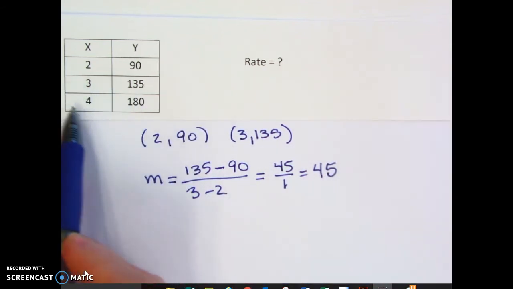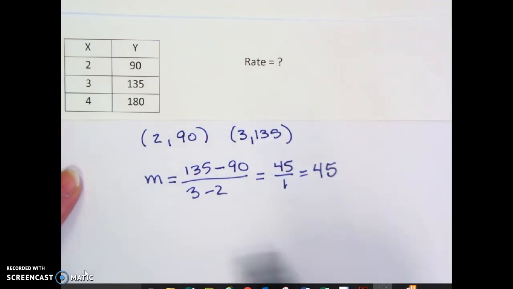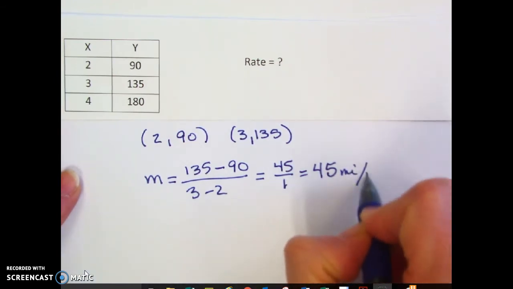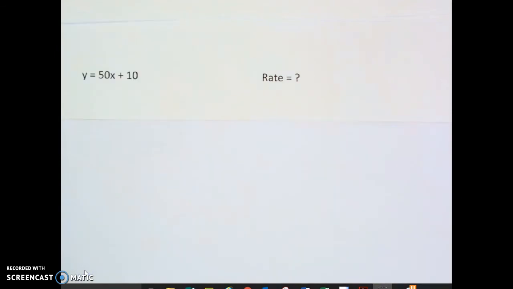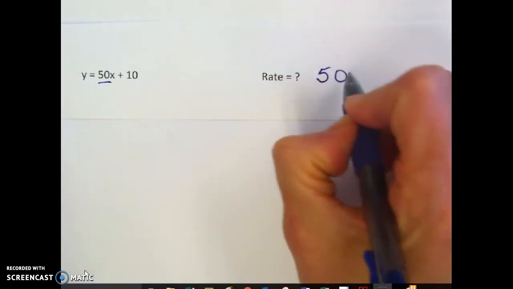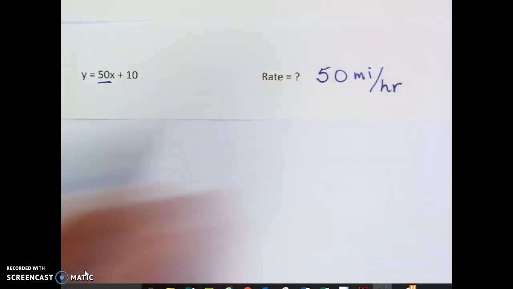We don't have units for these. There's no labels, but we're going to assume, since we're comparing them, that this is still miles per hour, similar to the last problem. In our third problem, we're given an equation. In order to find the rate in an equation, remember, it's the same as the slope. The slope is the number that's multiplied times the x. So in this case, our rate is 50. And once again, because we're assuming we're comparing these, we're going to assume this is miles per hour as well.